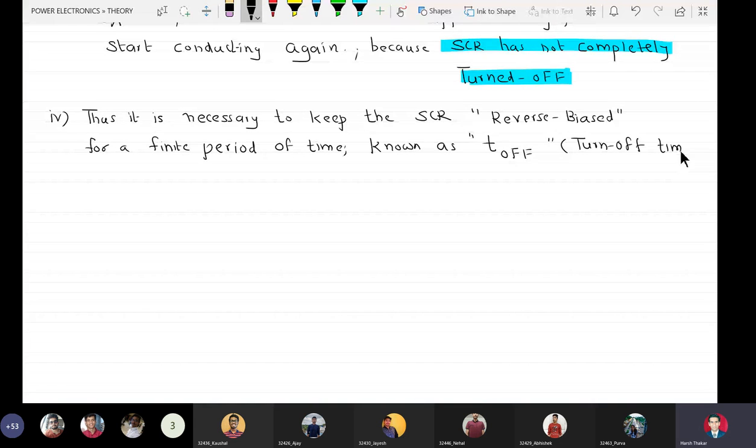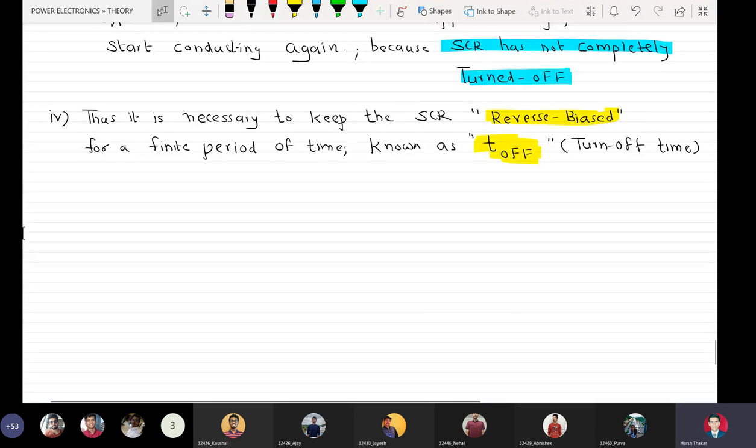Now, just like we define turn on time as a summation of 3 intervals, that is delay time, rise time and spread time, similarly turn off time is also defined in that way, but the constituents are a little different.